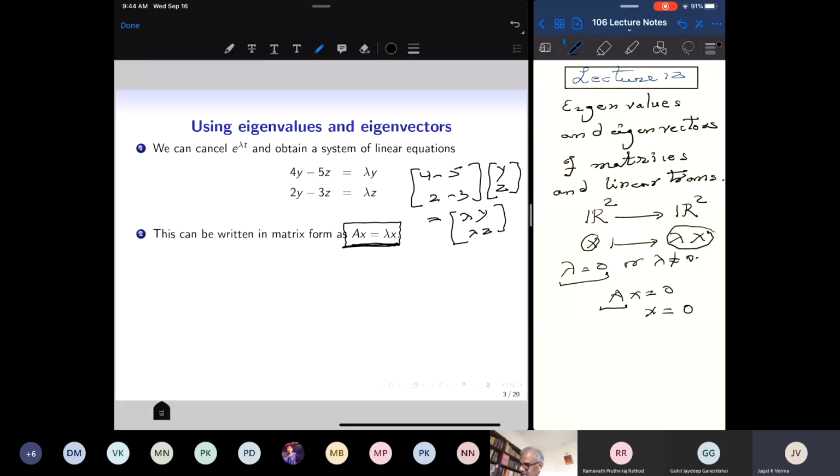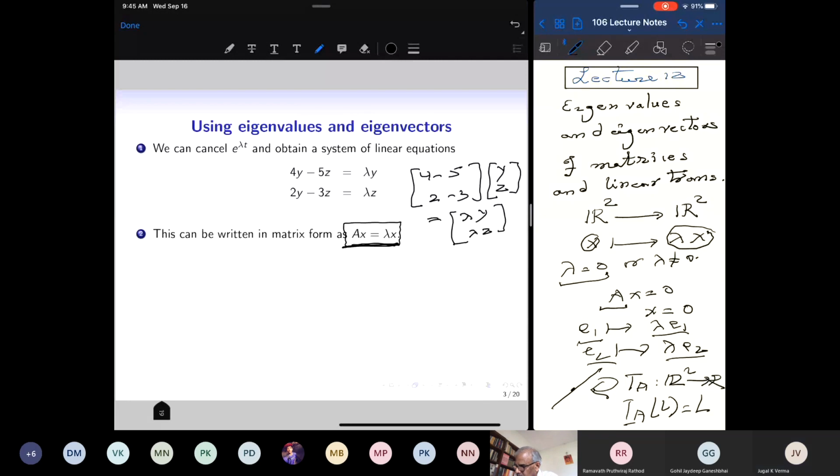If x was equal to E1, then E1 will be mapped to lambda E1. If x was E2, it will be mapped to lambda E2. So the line passing through x is mapped to the line passing through x under the action of A. If I take the line passing through x and the origin, it is mapped to itself. The matrix A gives rise to a linear transformation TA from R2 to R2, and that linear transformation maps this line L to the same line L. That is the meaning of Ax equal to lambda x.